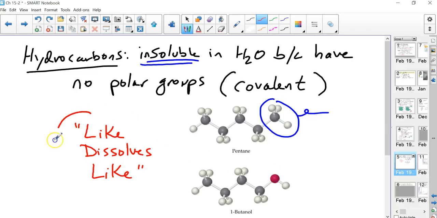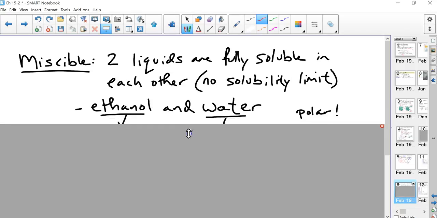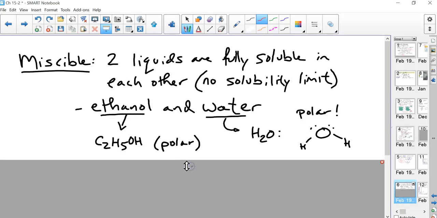There's a saying in chemistry, like dissolves like. What that means is that things that have similar polarities dissolve each other. If they have dissimilar polarities, they will not dissolve. So this leads us into the concept of miscibility, another vocabulary word. 2 miscible solvents are 2 liquids that are fully soluble in each other. There's no limit to the solubility. And a great example, again, is ethanol, ethyl alcohol, and water.